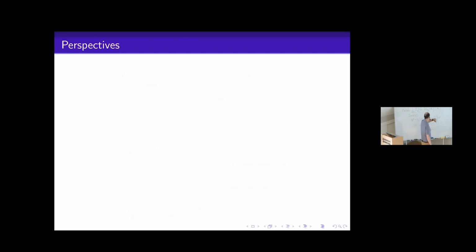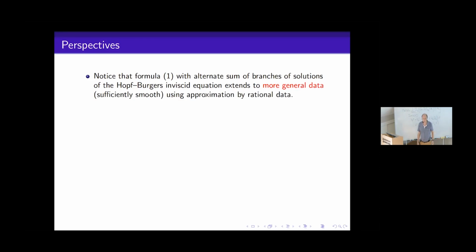Okay, just my last slide. What are the perspectives? This formula I wrote for rational data, with the alternating sum of branches of solutions of the characteristic curves, in fact extends to many more general data, typically H2 functions. That's enough.